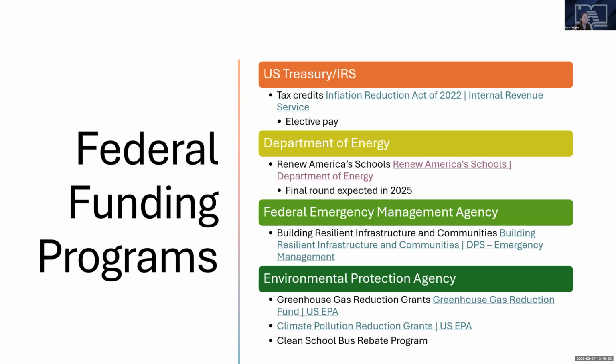And then the Environmental Protection Agency also has programs. There's the greenhouse gas reduction grants, climate pollution reduction grants, and then there was the clean school bus rebate program. I think that one's closed, but you probably all had heard about that and had an opportunity to be a part of that if you wanted to. When USBE was doing their finance trainings, they had mentioned that those were available.